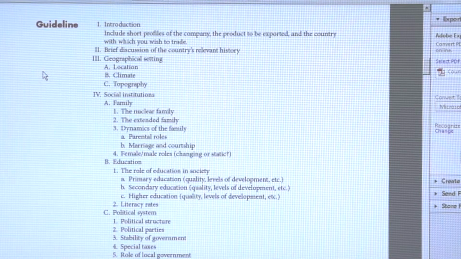Parental roles, okay? Are mom and dad equal in running the household? Does mom run the household? Dad run the household? Does granddad run the household? Grandmother? Whatever. Marriage and courtship. These are things like percentage of marriages, etc.